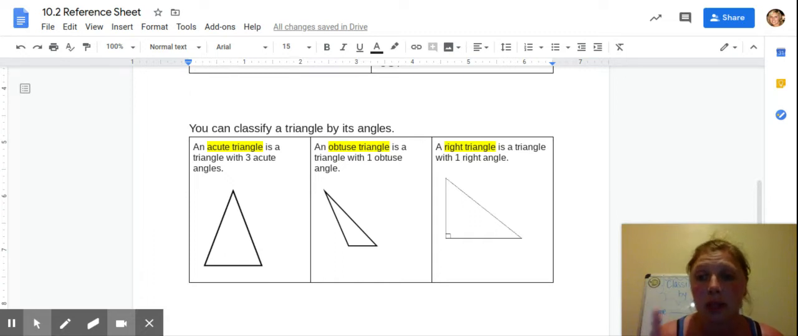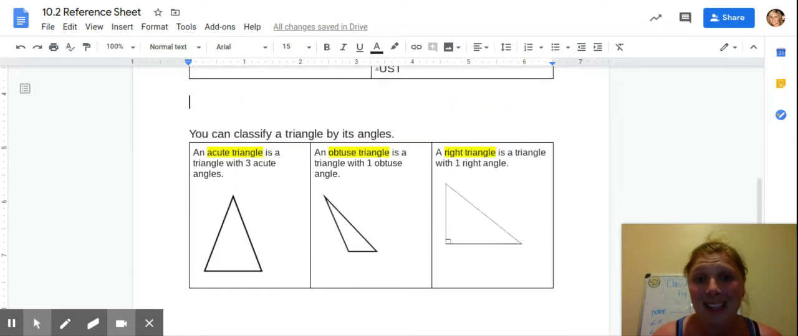When one angle is obtuse, that whole triangle is obtuse then. And then a right triangle is, you guessed it, one right angle. So here is our right angle. Automatically, it's a right triangle. Okay? That is it for those.